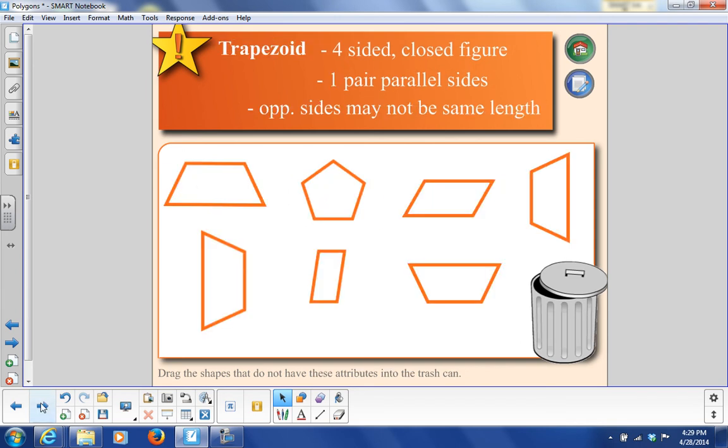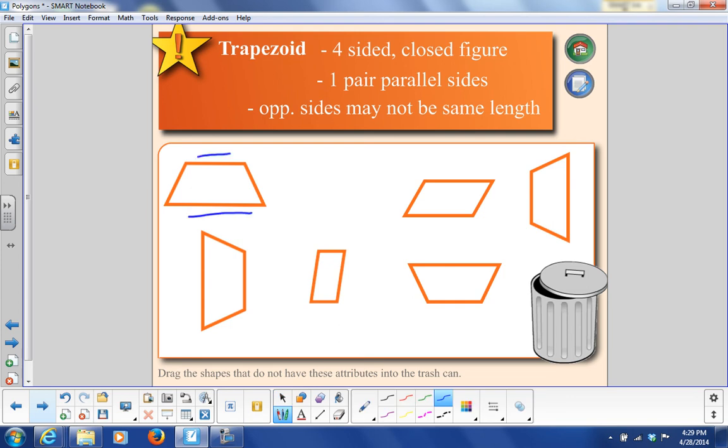A trapezoid. I don't know why I said that earlier, but a trapezoid is a four-sided closed figure, one pair of parallel sides, and opposite sides may not be the same length. First of all, four-sided. This one's not four-sided. Good. This one's not four-sided. The rest of them appear to be four-sided. One pair of parallel sides.